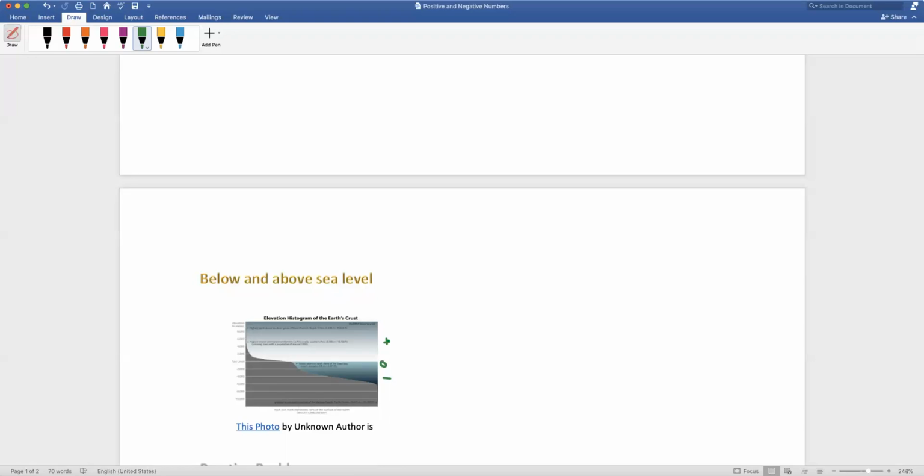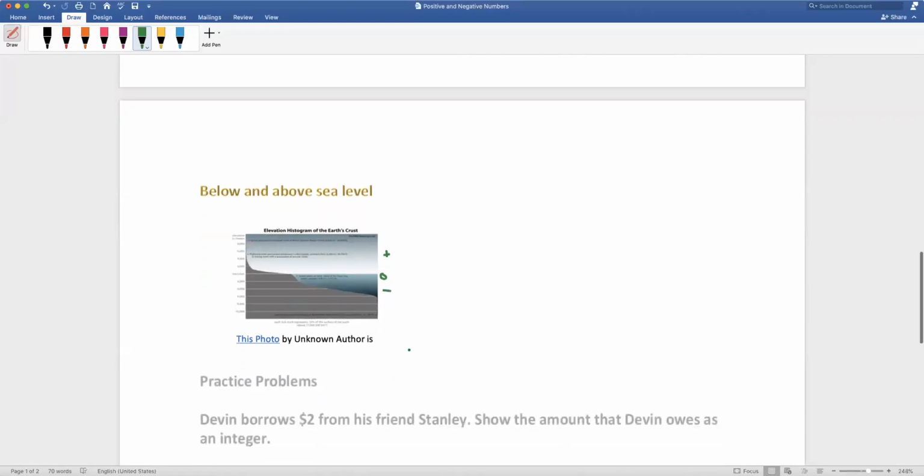Well, you do know now that sea level is 0, and if you're above 0, then that means you're positive. So positive 200 feet. But what if you're 600 feet below sea level? Same concept. 0 is sea level, below it would be negative, so it would be negative 600 feet. I hope you guys understood these concepts, so let's test you with some practice problems.